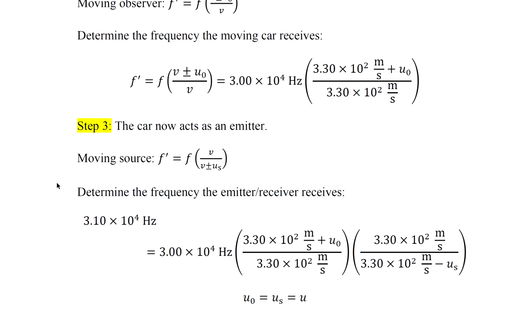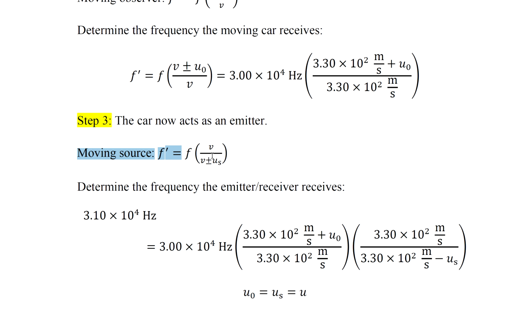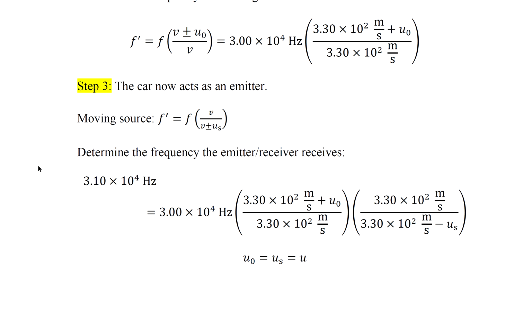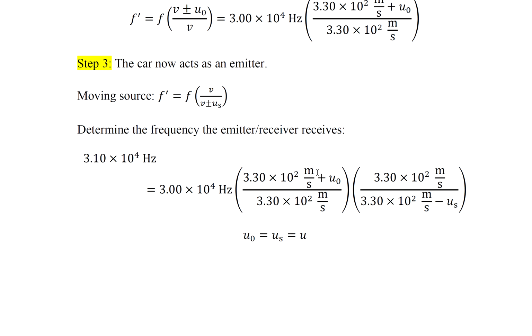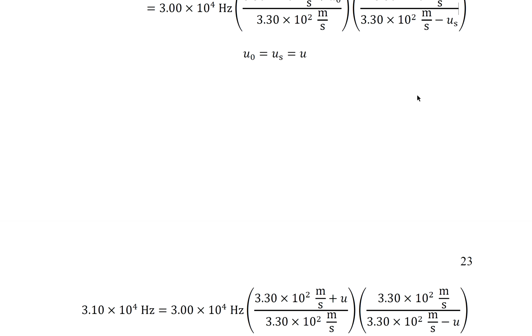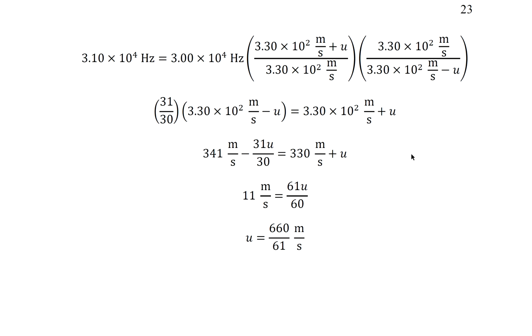Step 3, the car now acts as an emitter. So we get this. So we get this mu sub 0 and mu sub s. Set them equal to each other. Now it's just algebra to solve for u.